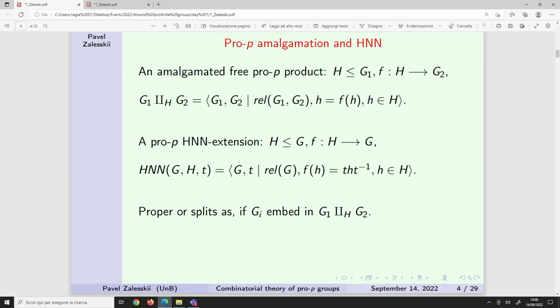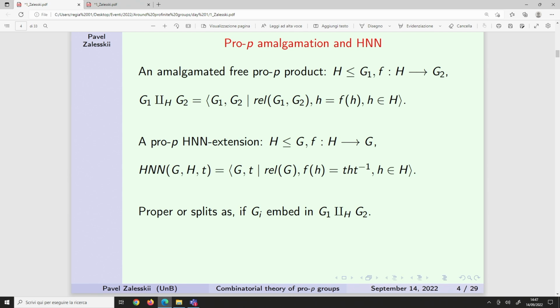But there is a small problem here. In the abstract situation, the basic blocks, like G1 and G2, always embed in the free amalgamated product. In the Pro-P case, it is not always the case. We say that the amalgamated product or HNN extension is proper if it is embedded. This doesn't restrict generality, because we can always replace the original group by its image in the free amalgamated product or HNN extension, and then we get this embedding.